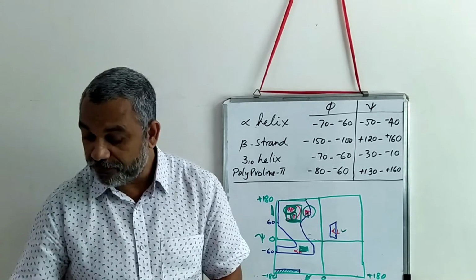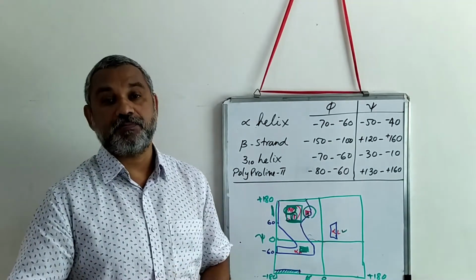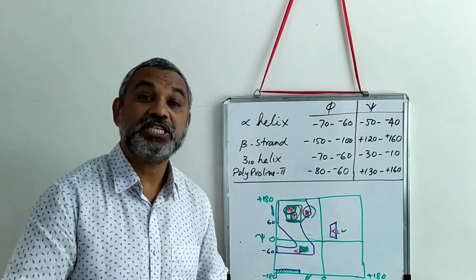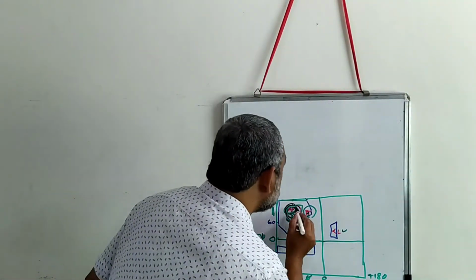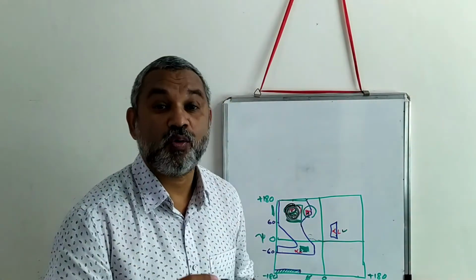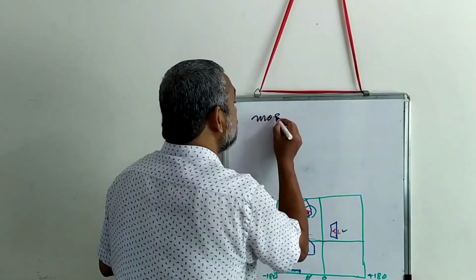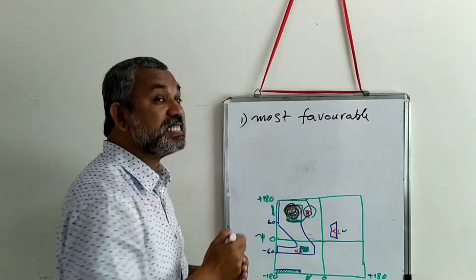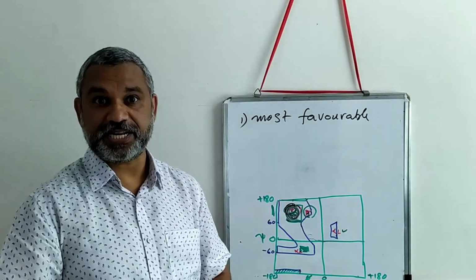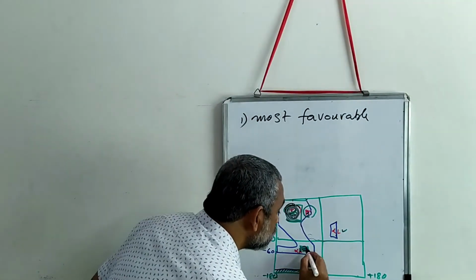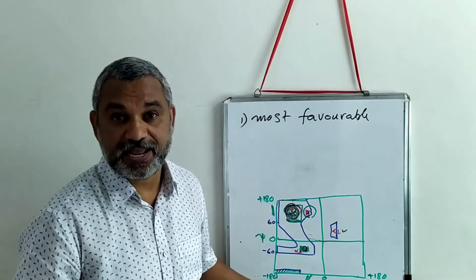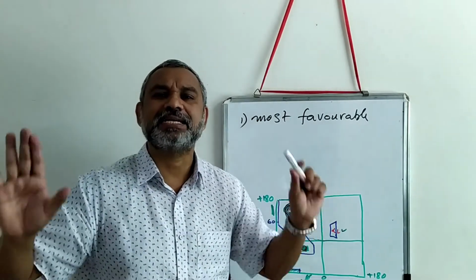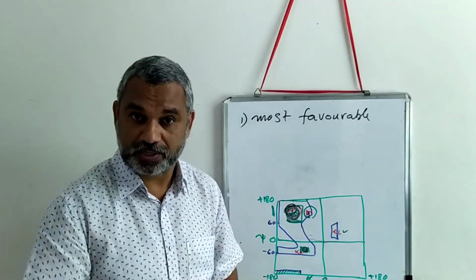If you look at the Ramachandran plot, you will see three regions. Which are the three regions? This region is known as the most favorable region. This is the first region, the most favorable region. You can see that this is the most favorable region for an alpha helical structure. There will not be any steric hindrance by the R groups at all.